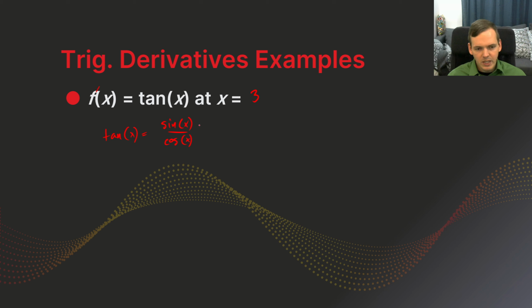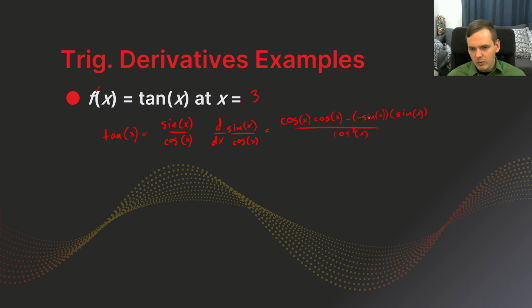So if I want the derivative of tangent, I can also take the derivative of sine divided by cosine. The derivative of sine divided by cosine is equal to the derivative of the thing on top, which is cosine of x, times the thing on bottom, which is cosine of x, minus the derivative of the thing on the bottom, which is negative sine of x, times the thing on top, which is sine of x, divided by the thing on the bottom squared, so cosine squared x.